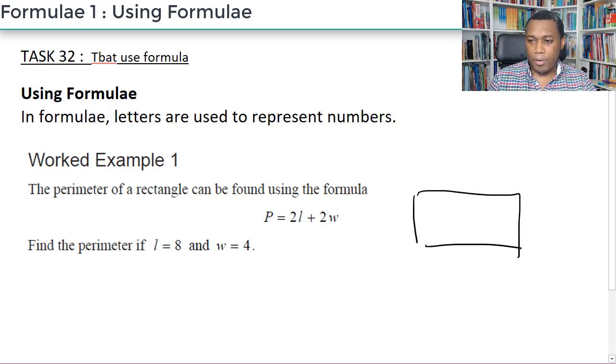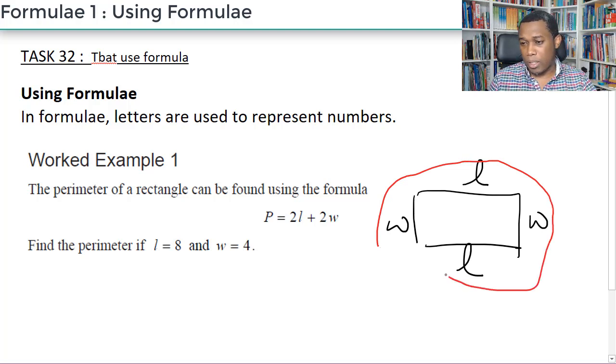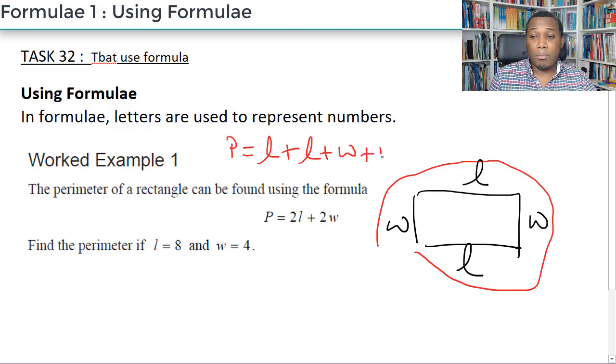This is a sketch of a rectangle. I have a length, the width and the width, and you should recall that to find the perimeter of a shape I want the distance going all around, so I have to add the width plus the length plus the width plus the length. I'm adding, so another way of writing this formula, if I was to ask you to construct the formula, would be P is equal to L plus W plus W.